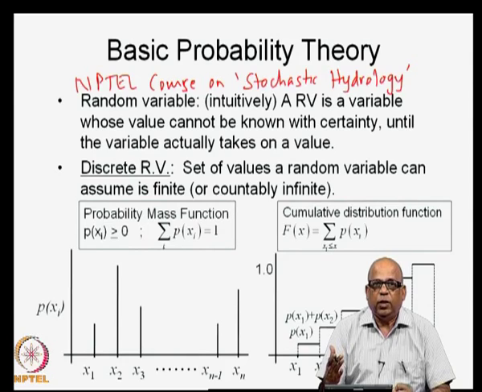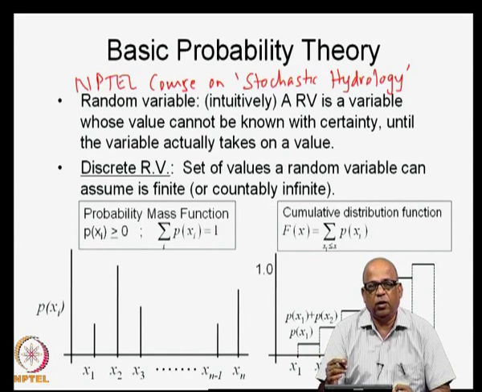For example, the number of rainy days is a discrete random variable. It can only take on values such as 0, 1, 2, 3, etc. It cannot assume a value of 0.5, for example. If it rains, it is a rainy day. If it does not rain, it is not a rainy day. So, that is one of the examples. So, if a random variable takes on only discrete values, then it is called a discrete random variable.